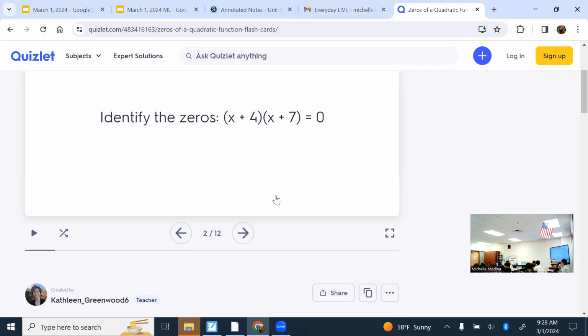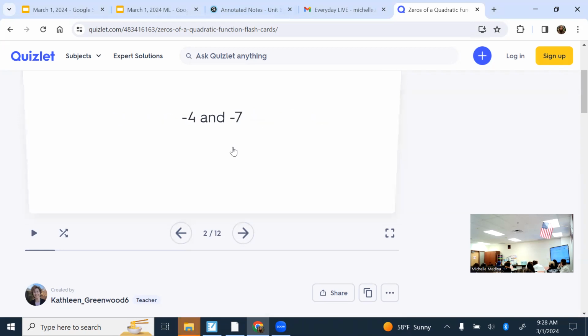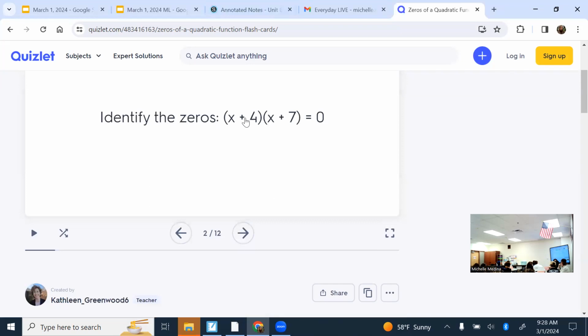You should all be looking at the screen, it's only on the screen. All right, so these x-intercepts are -4 and -7. Do you see how the number is there, but then the x-intercepts are the opposite of that number? You see that? So now think in your head what this one will be.